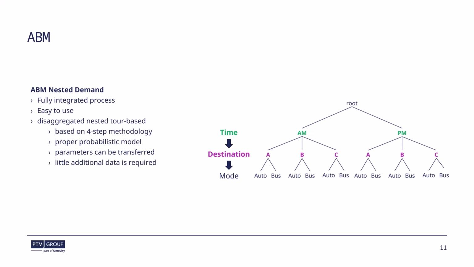The methodology is very closely related to a four-step model. You could call that a disaggregated nested tour-based model. It's a proper probabilistic model, as you see here, completely nested. And since the methodology is so close to the four-step methodology, parameters can also be transferred from the old models to this ABM, and the data can mostly be used, and there's only a little additional data necessary.